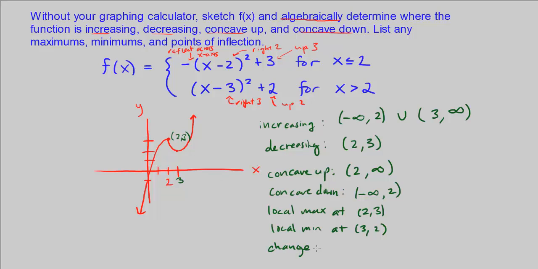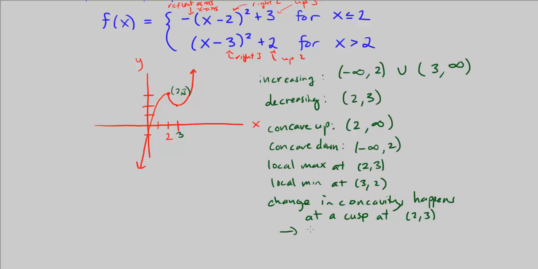Let me explain it this way. In concavity, if change in concavity happens at a cusp, right? At this point 2, 3. And so therefore it's not an inflection point. Alright? Alright, so that covers all the bases.